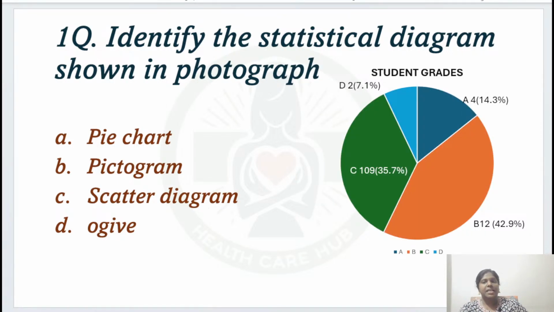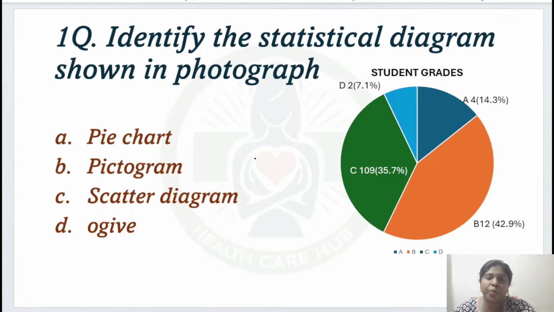So identify the statistical diagram shown in the photograph, whether it is a pie chart, pictogram, scatter diagram, or an ogive. Kindly give your answers in the comment section. Okay, very good, Madhu Rauri, you have commented exactly the correct answer. It's a pie chart.